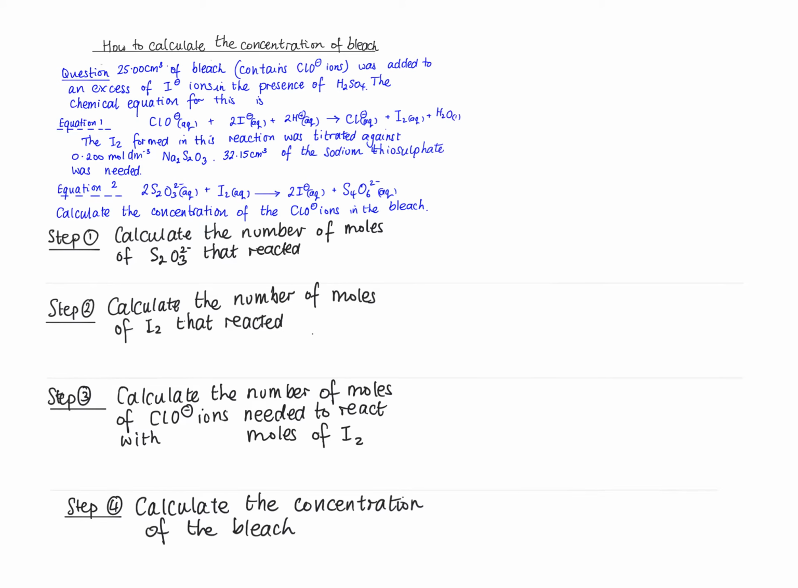So to do this, there are 4 steps. We're going to calculate the number of moles of thiosulfate that reacted. We're then going to calculate the number of moles of I2 that reacted. We're going to calculate the number of moles of ClO- ions needed to react with that many moles of I2. And then we're going to calculate the concentration of the bleach.